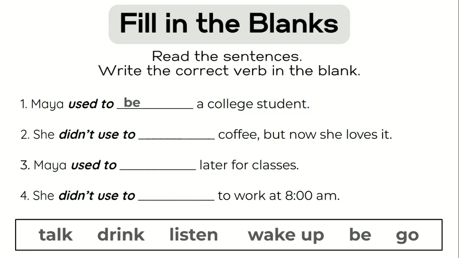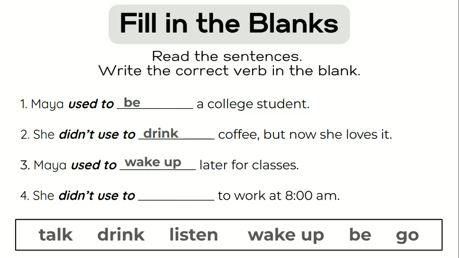Taking a look at number 2, it should be drink. Let's practice reading for fluency. Number 2, she didn't used to drink coffee, but now she loves it. Number 3, the answer is wake up. Let's read it. Number 3, Maya used to wake up later for classes.